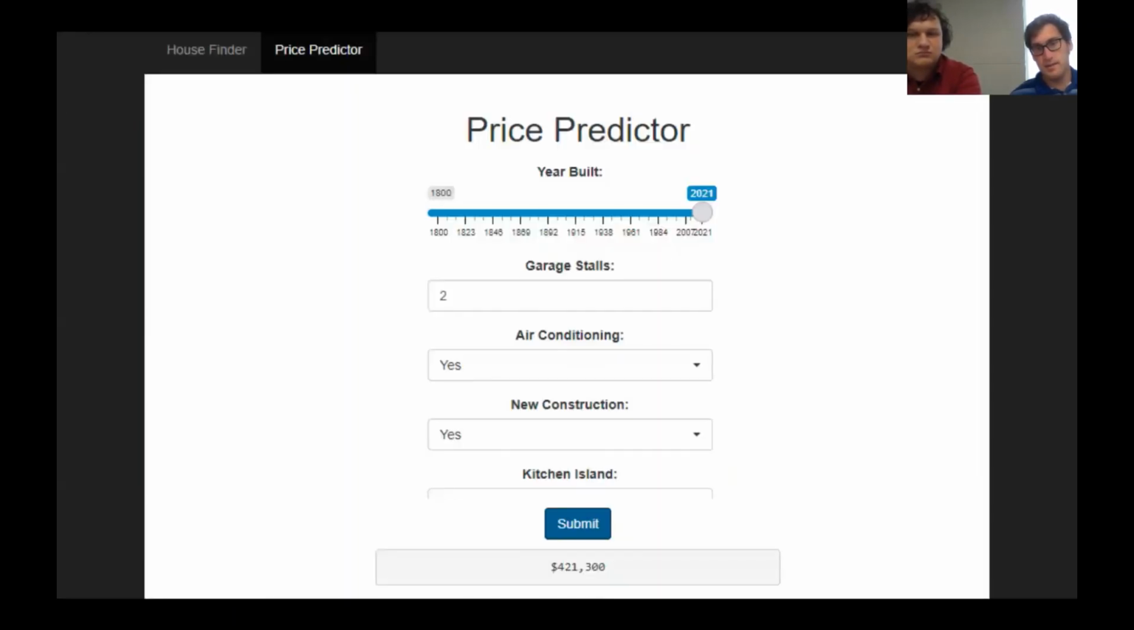And there's the price predicting slide, and then you can scroll down more and click submit, and then the house price will be predicted.